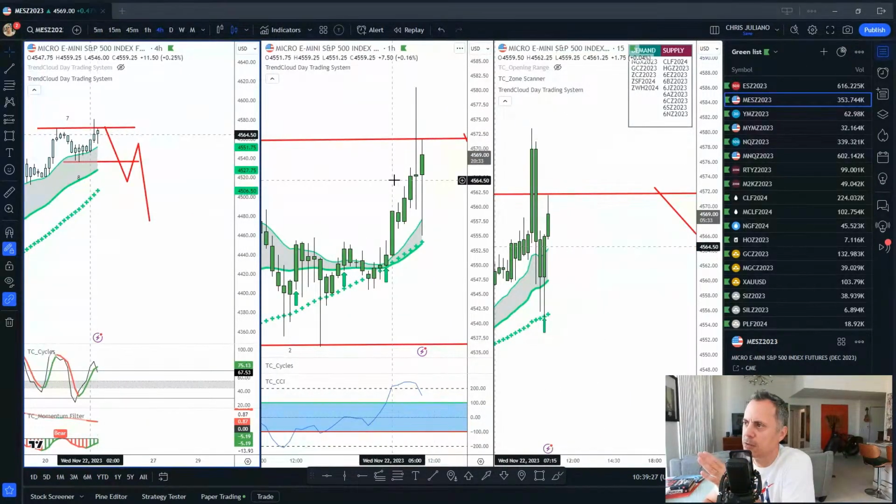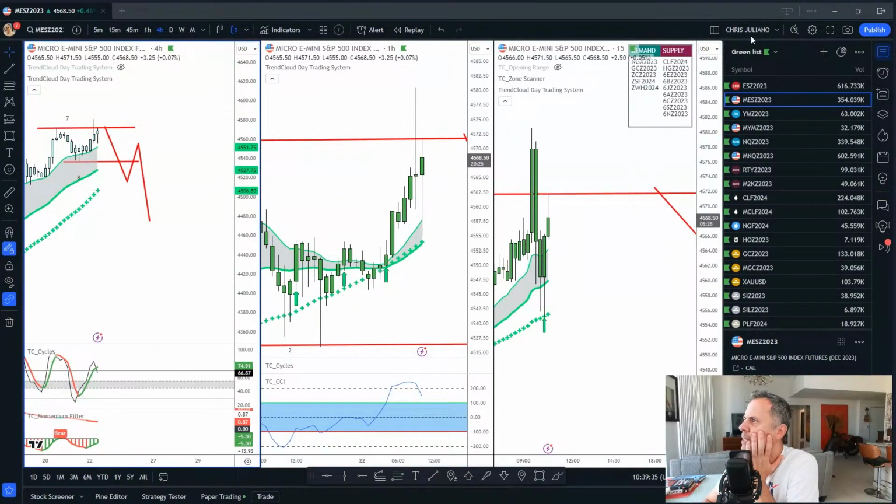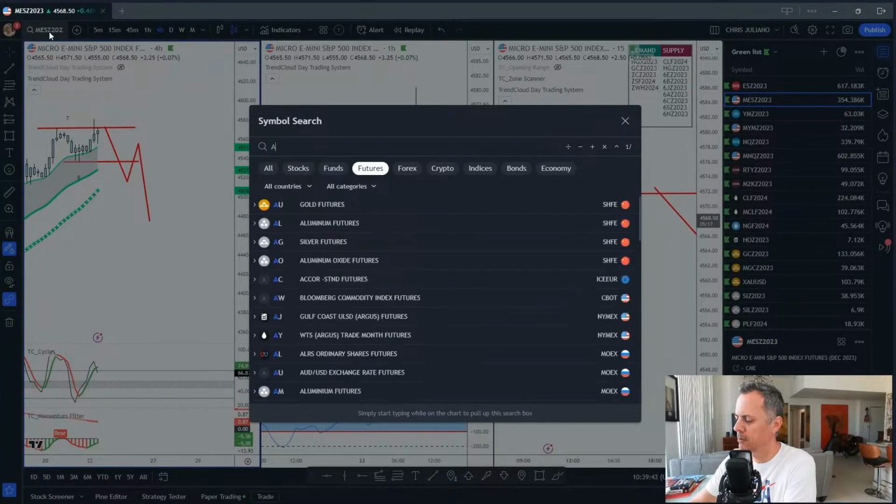Let's take a look at how we can use TrendCloud in the stock market. Is there any stocks that anyone would like to look at? Anything specific we would like to look at? I'm just going to bring up something common like Apple.